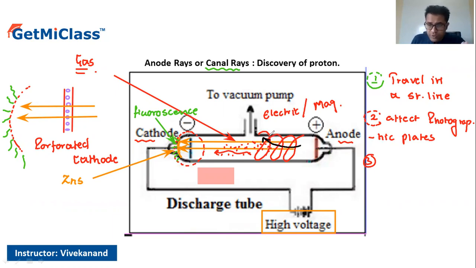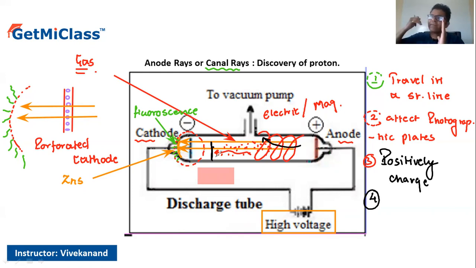Now, this deviation proves that these rays are positively charged. Moving further to point number 4: if we keep a thin sheet of metal, these rays have a tendency to penetrate through such thin metal.